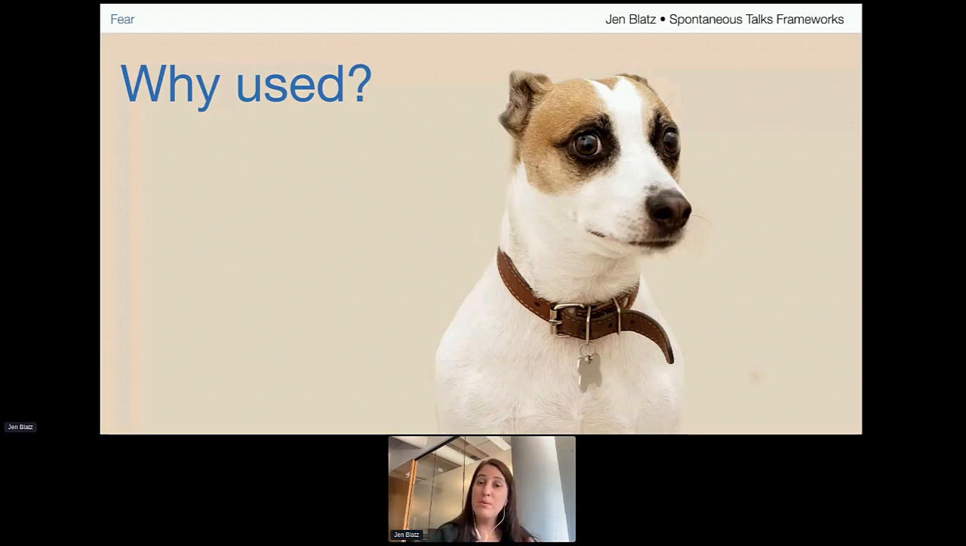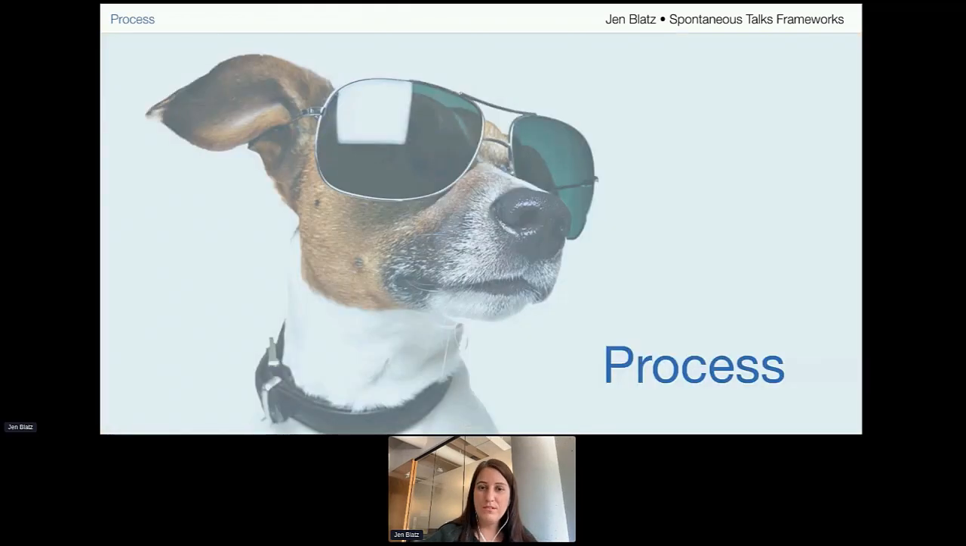But now that I know about spontaneous talks frameworks, I can use these thought organization techniques to help me answer things on the spot and to present my UX work. So here's what the process looks like. You're presented with a topic or a question. You take a second to think about the frameworks that we're going to go through today. You pick a framework that you think might be a good way to answer or to present your work. And then you organize your thoughts around that framework. It helps you prevent blurting out a bunch of stuff that doesn't make sense.